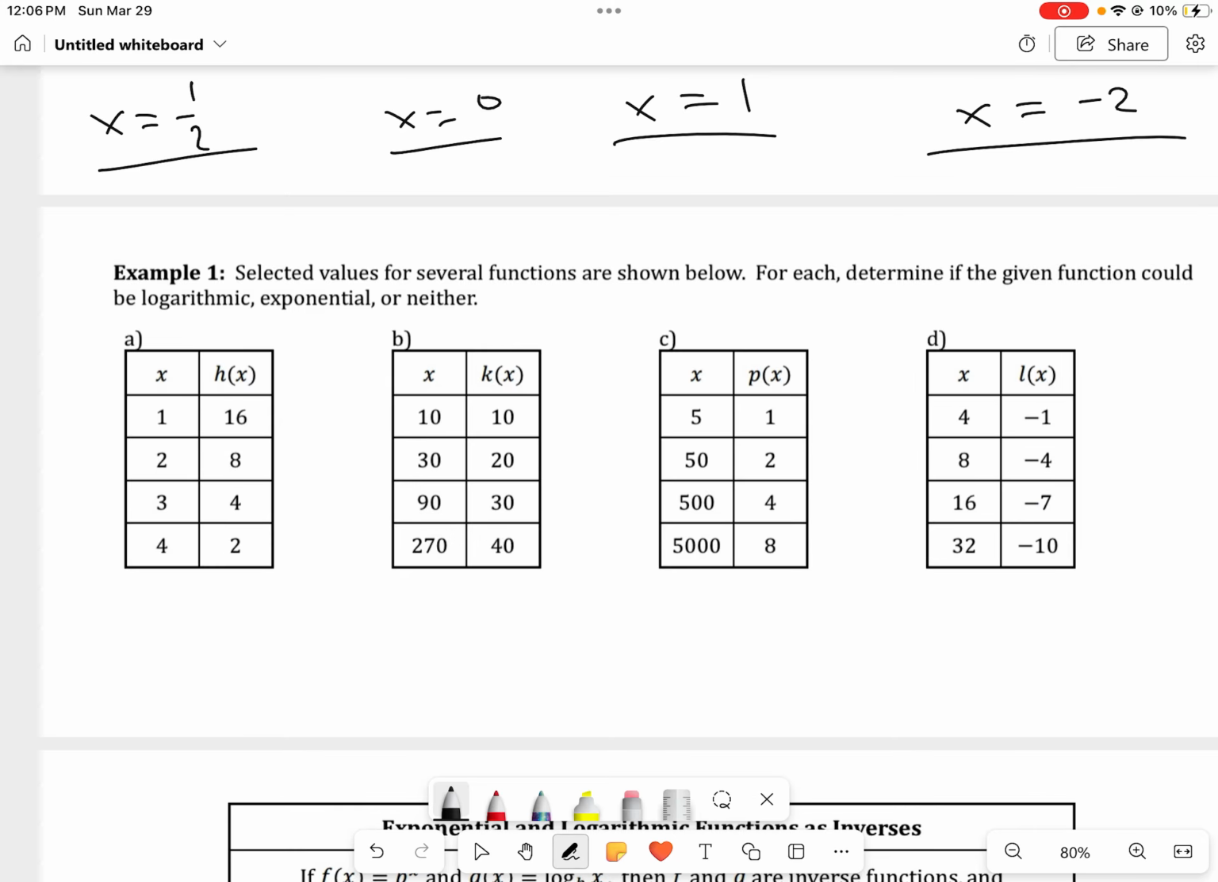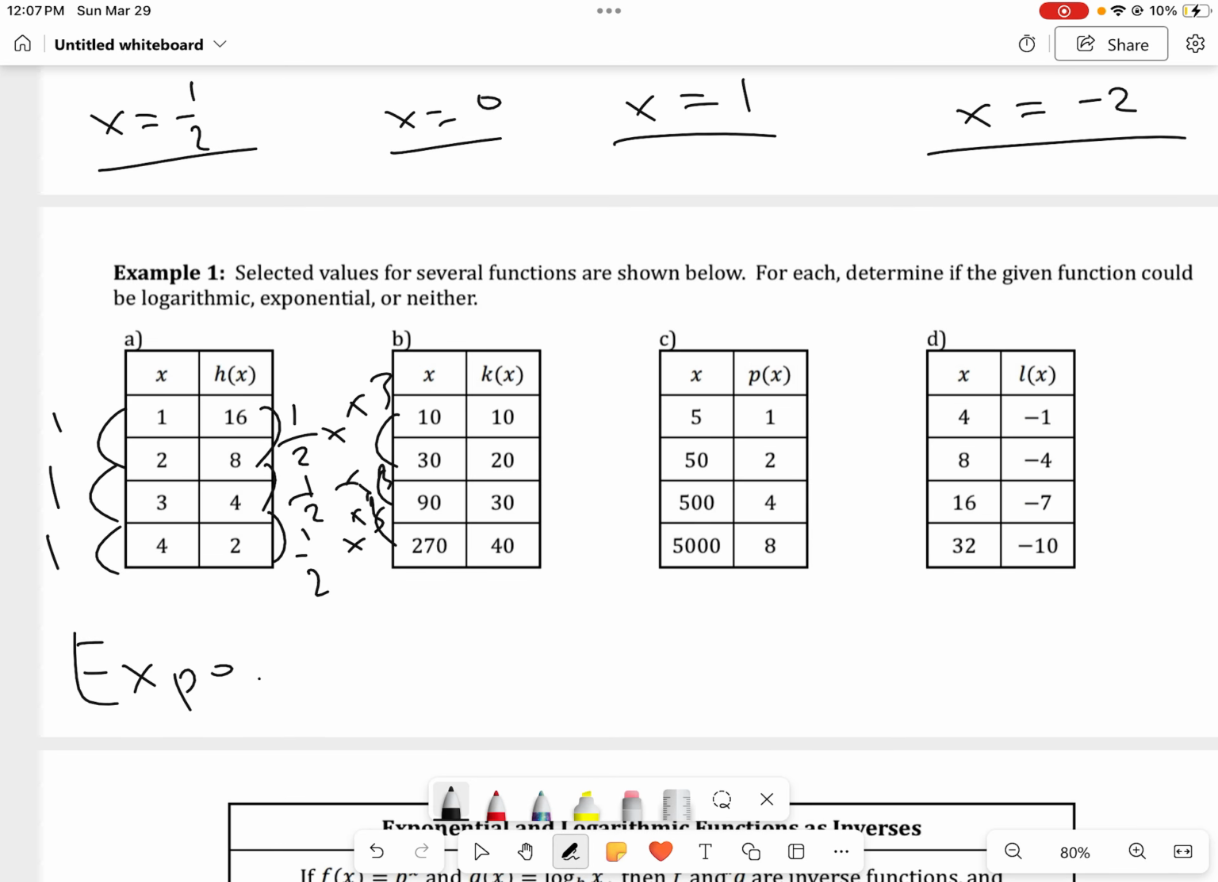So this is a table. Just know how a log or an exponential behaves. So we're jumping by 1, 1, 1. We're dividing by 1/2, or multiplying by 1/2, right here. So that's not what a log looks like. That is what an exponential function looks like. So this is going to be an exponential function. Right here, we're times 3, times 3, times 3. Right here, we're just jumping by 10, or plus 10 each one.